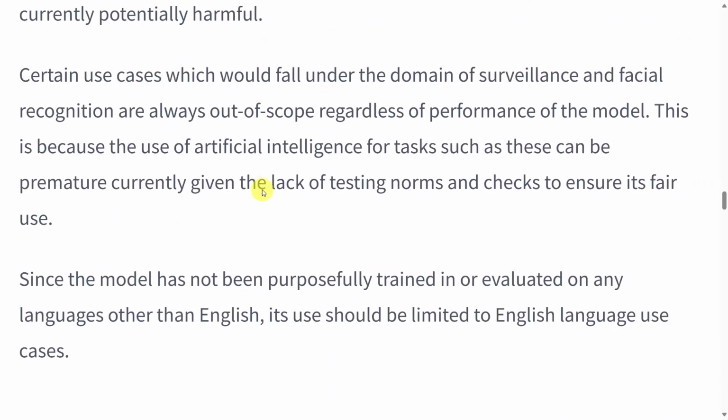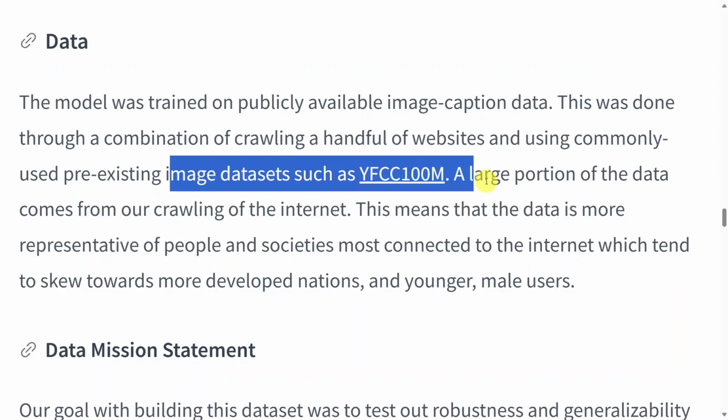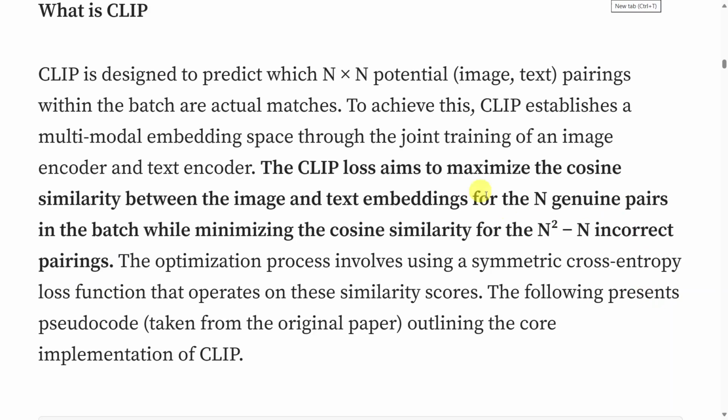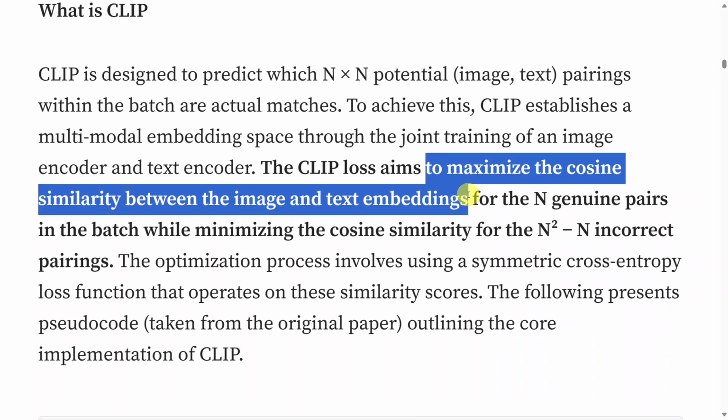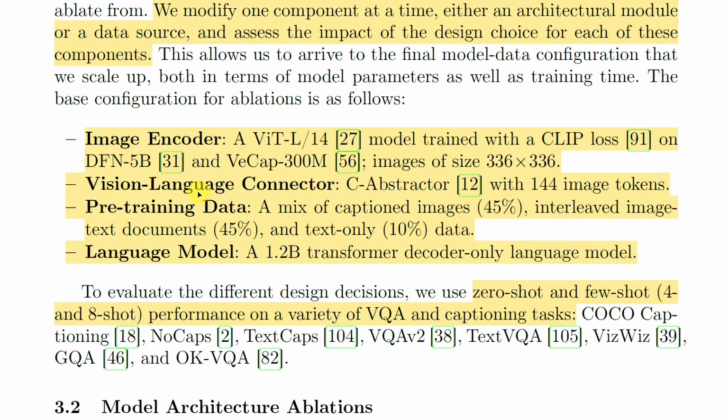The model was trained on publicly available image caption data, so pre-existing image datasets such as YFCC 100 million. So what is the CLIP loss? The CLIP loss aims to maximize the cosine similarity between image and text embeddings for the n genuine pairs in the batch, while minimizing the cosine similarity for the n squared minus n incorrect pairings. So that is how CLIP is trained.